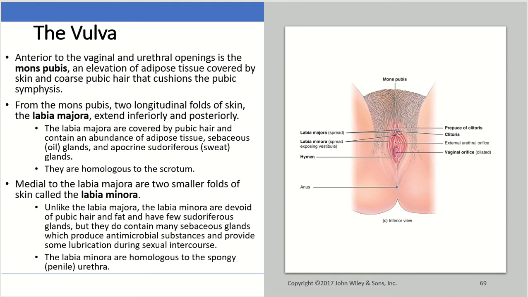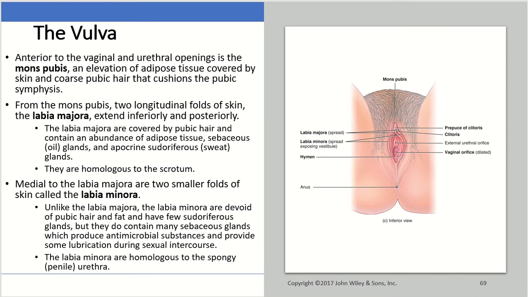Anterior to the vaginal and urethral openings is where we locate the mons pubis, and you can see that right here in our little animated picture. This is an elevation of adipose tissue that's covered by skin as well as coarse pubic hair that cushions the pubic symphysis. From the mons pubis, there are two longitudinal folds of skin.